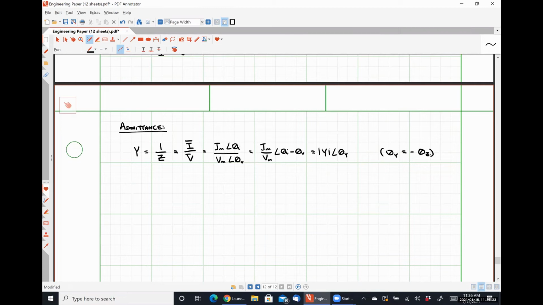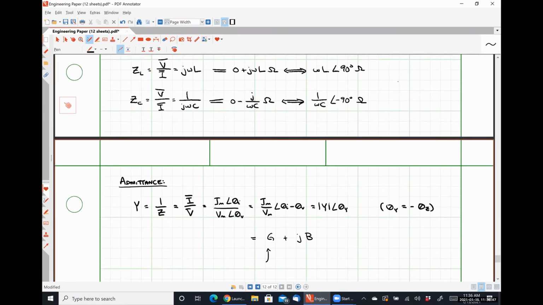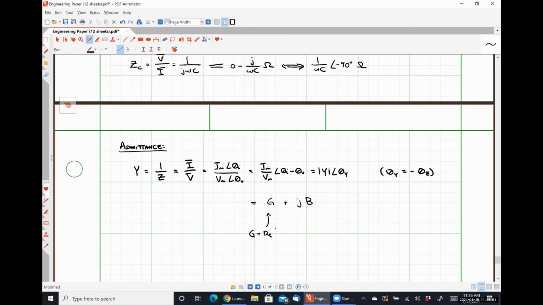So this is the polar form representation. We can also represent it in rectangular form as G plus jB, where G is the real part of Y, known as the conductance, and B is the imaginary part of Y, which is known as the susceptance.